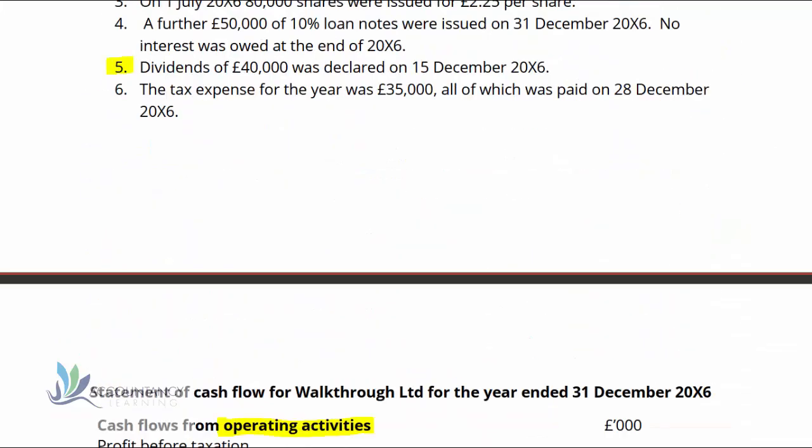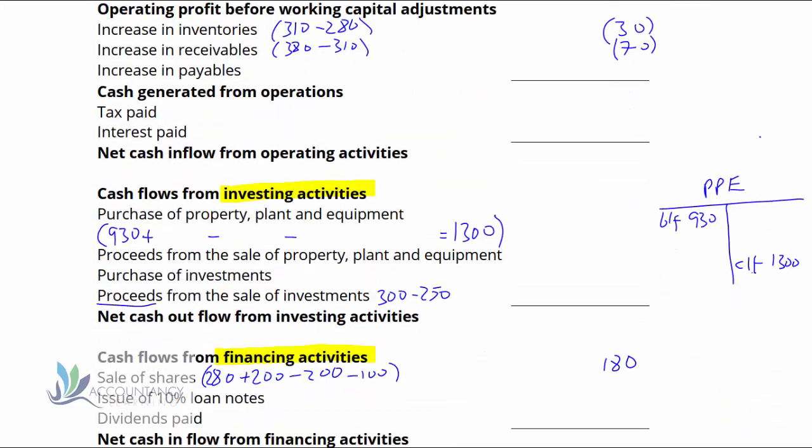So let's put that in our working for property, plant and equipment. So we start off with 930 and we've got our revaluation of a further 100. Okay, so that's going to be on the debit side of our T account, or I can just put a plus 100 in my other format of working.